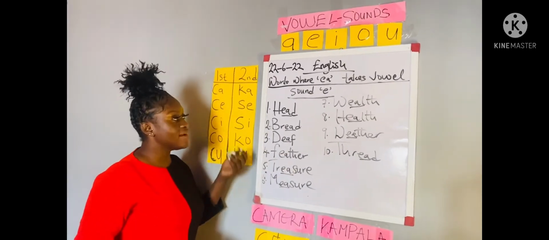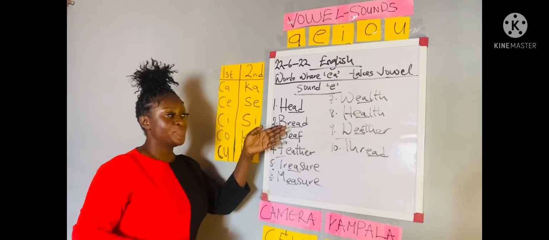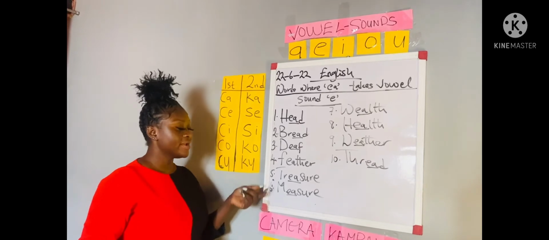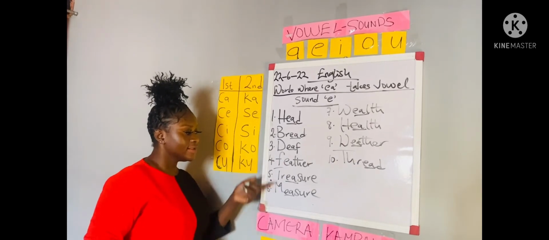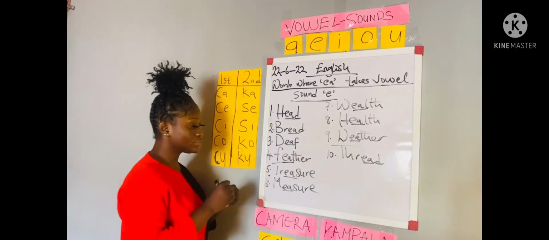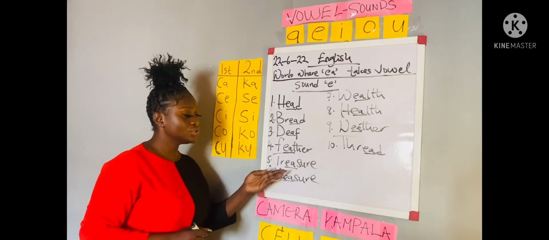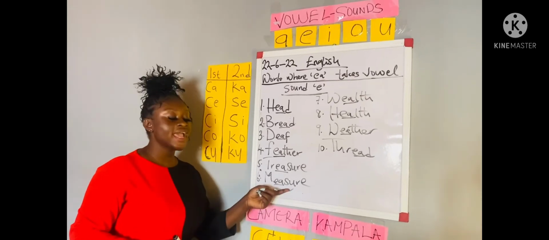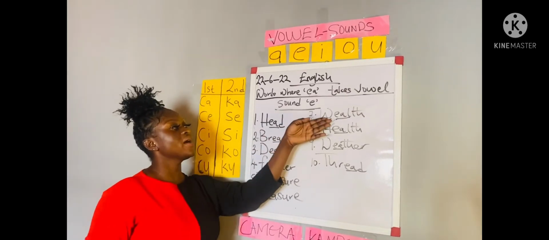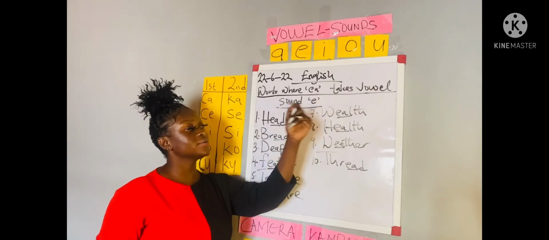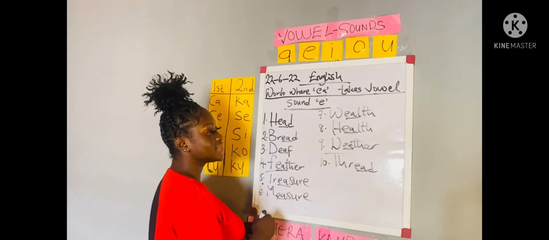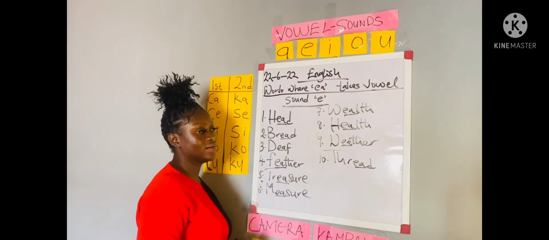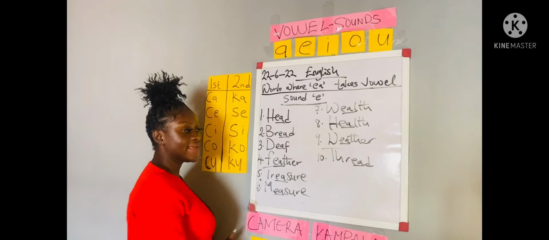So the first word I have here is head, bread, deaf, feather, treasure, measure, wealth, health, welder. And I have true.